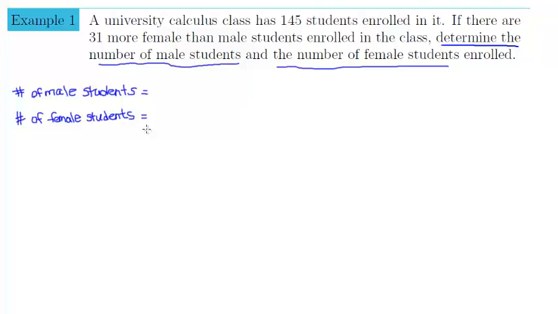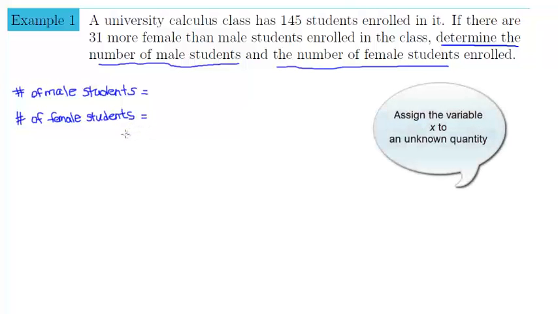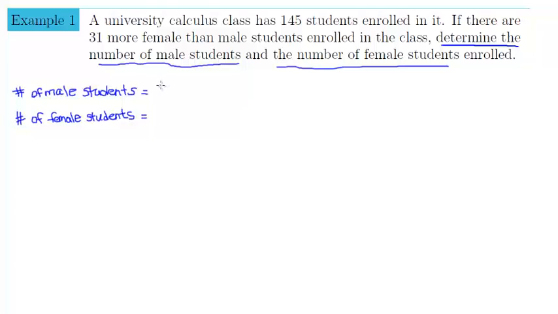Now, what we like to do is assign the variable x to one of these two unknown quantities. This is going to help us as we move on in the problem. So I am going to assign x to be the number of male students, and if it doesn't work out we can change it later, but let's let x be the number of male students in the class, something we don't know. Now, how can we represent the number of female students with x?